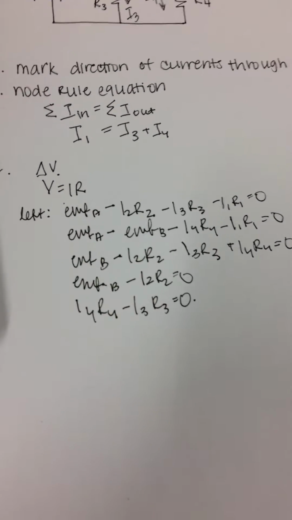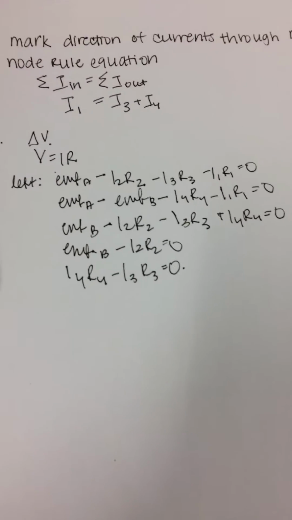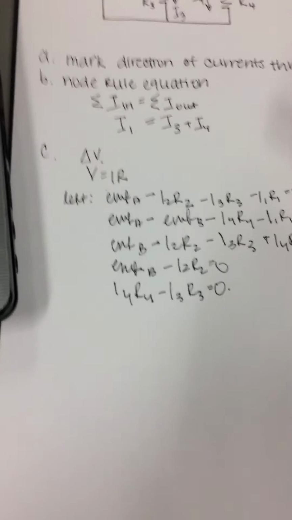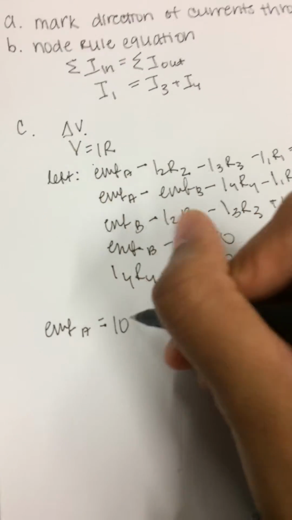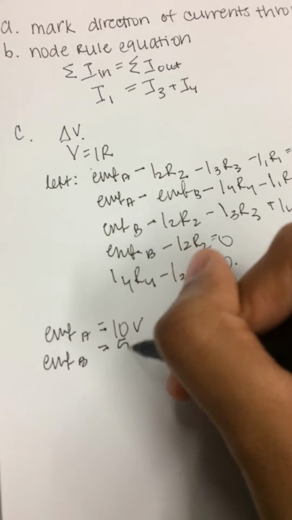The next part asks you to use these loop rule equations and solve them to find the value of the current for I1, I2, I3, and I4, and it gives you values of voltages to use. It says that EMF A is equal to 10 volts and EMF B is equal to 5 volts.